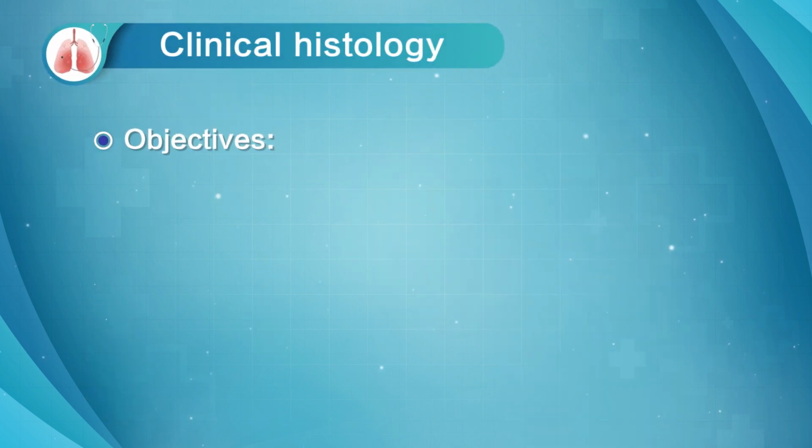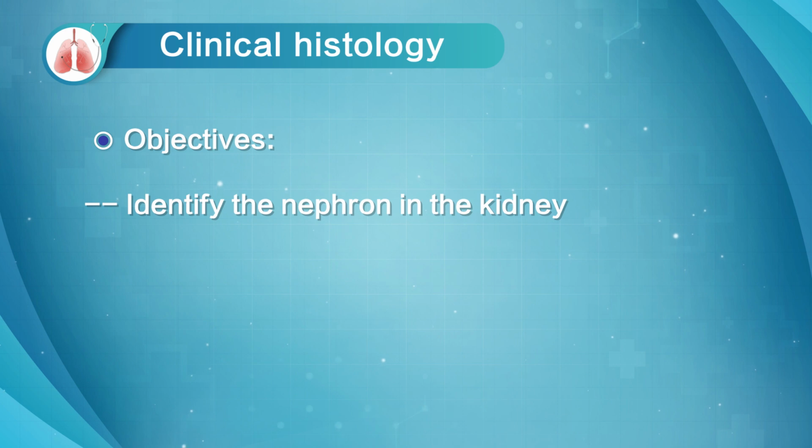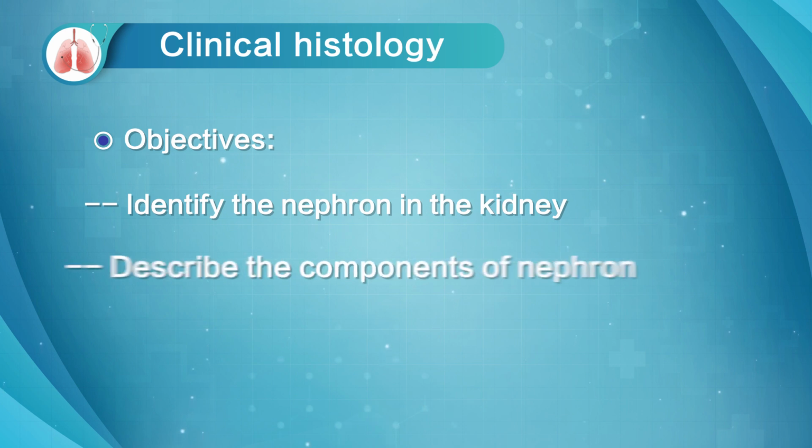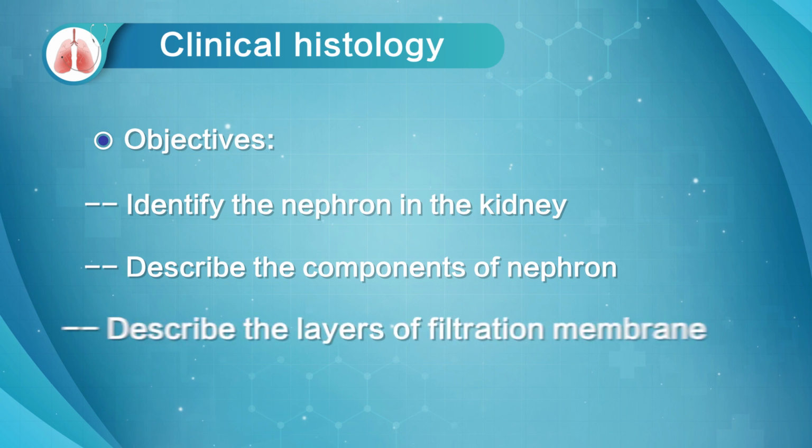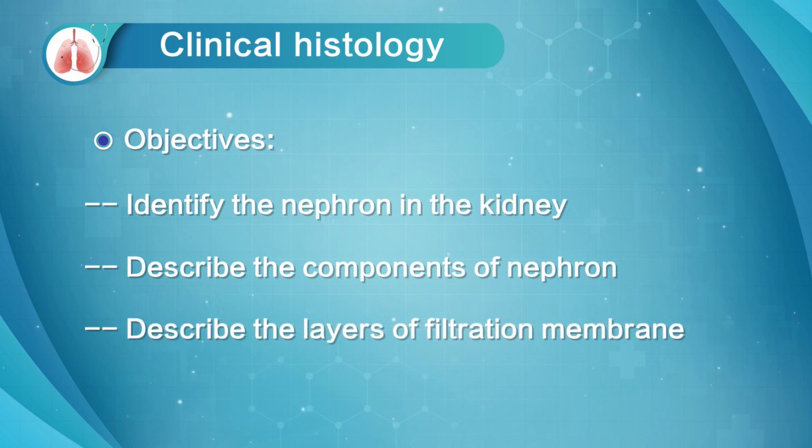Firstly, we will take a closer look at the kidneys and identify their nephrons. Then, we will explore the components and basic functions of the nephron. We will also examine the layers of the filtration membrane, a vital structure for filtering blood to produce urine.